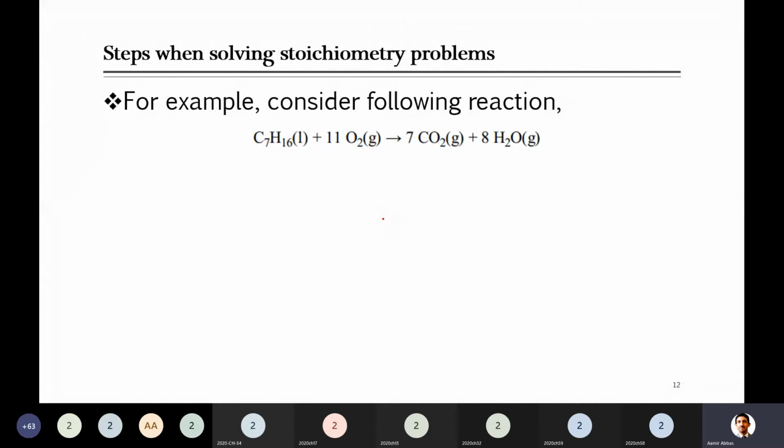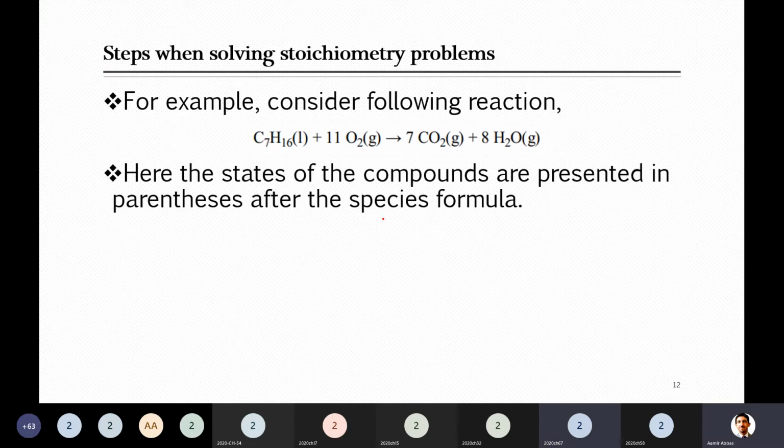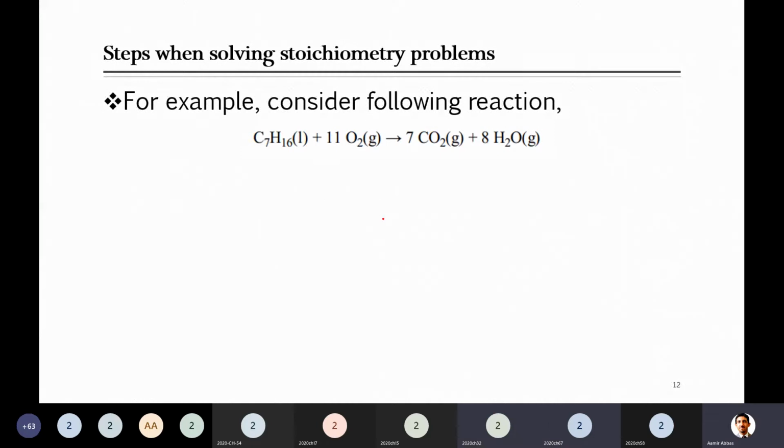Can you tell me, is this equation balanced? For all elements? Yes, sir. Okay, this equation contains heptane, C7H16, which reacts with 11 moles of oxygen, and 7 moles of carbon dioxide and 8 moles of water are produced. The equation is balanced on both sides.